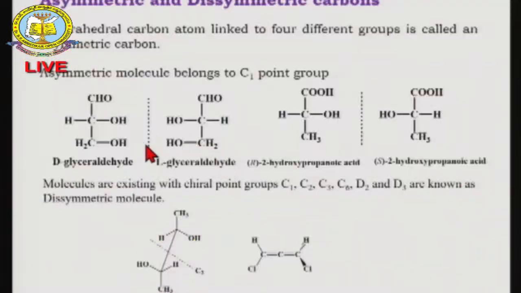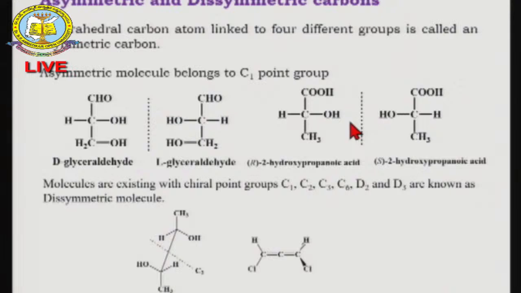Why do we call it asymmetric? Except identity symmetry, there are no other symmetry elements present in it. Due to that reason, these molecules are called asymmetric molecules. For example, here I am showing D-glyceraldehyde and L-glyceraldehyde. These molecules are asymmetric in nature. Similarly, 2-hydroxypropionic acid, plus and minus, are DL isomers. These are also called asymmetric compounds, asymmetric stereoisomers or asymmetric enantiomers.